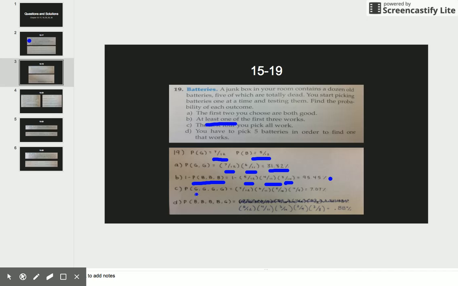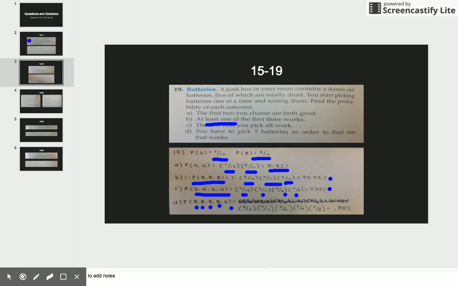I want to pick all four that work. So I start with 7 12s. I drop down each time because they're dependent and I end up with 7.07. The last one, I don't pick a good one till it ends, till the fifth. So that must be a bad, a bad, a bad, a bad, finally a good.